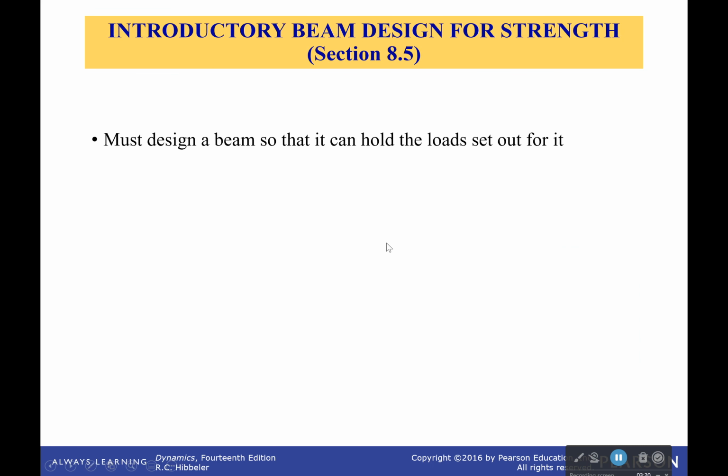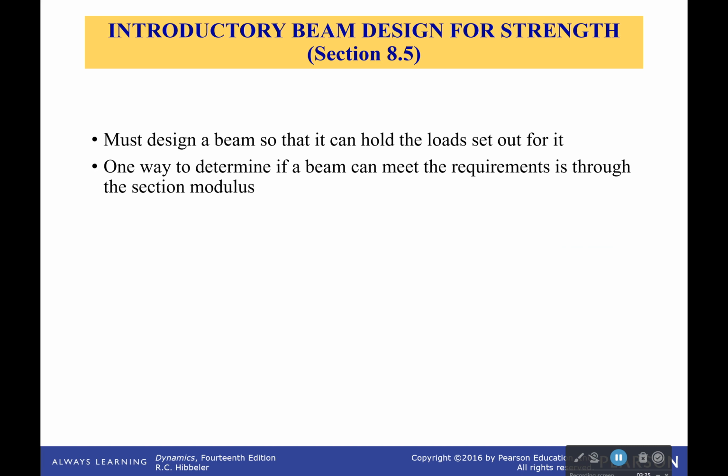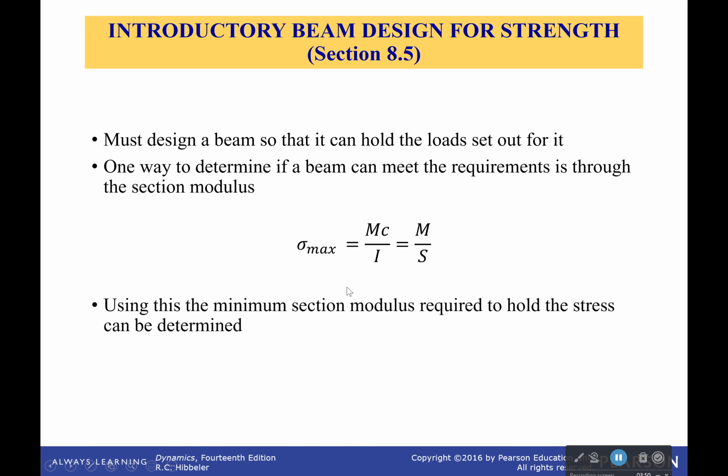Now, let's talk about how we can design a beam that's going to be strong enough to hold the loads we're going to be putting on it. One of the ways we can do that is through the section modulus, which is simply our moment of inertia over our distance to either edge. If you're wondering why to the edges, it's because our max bending stress always happens at an edge. So, using this, we can figure out the minimum section modulus required to hold the stress.